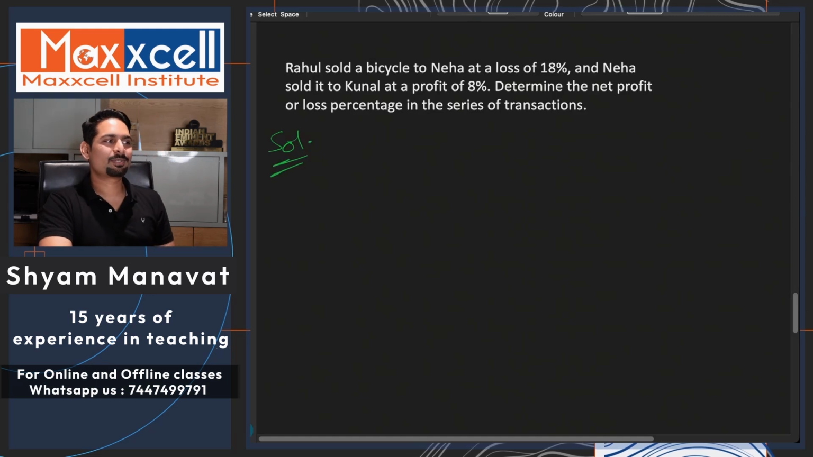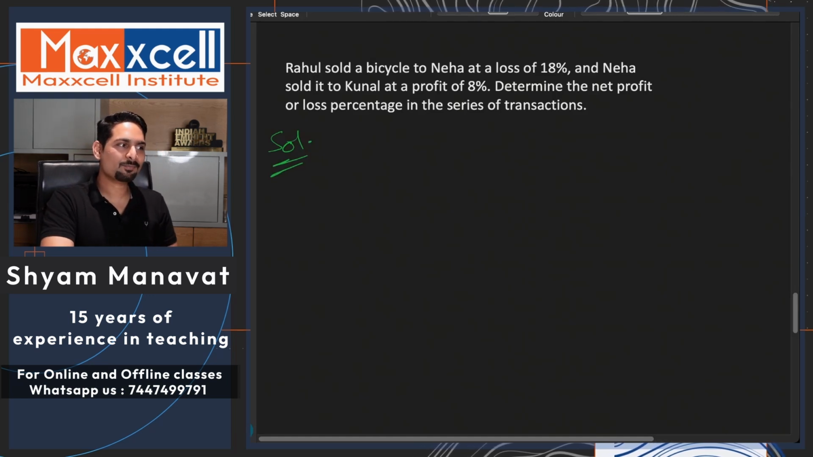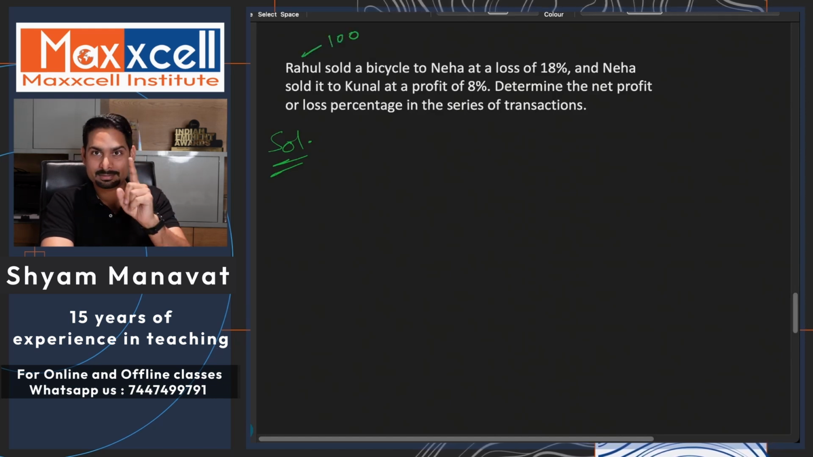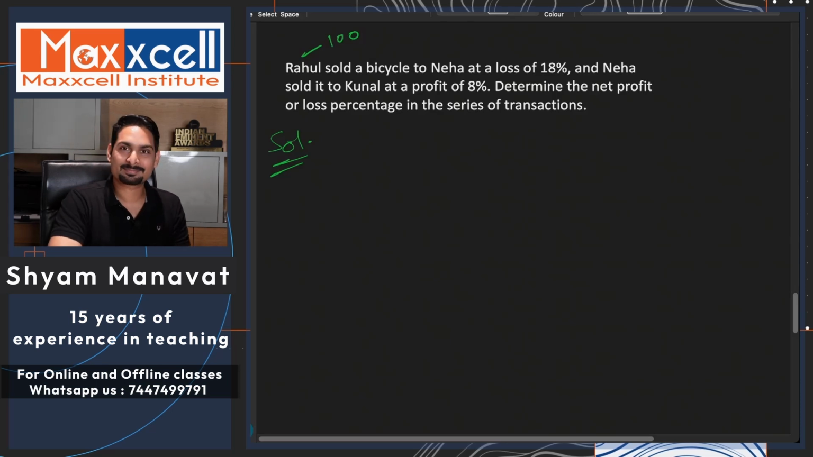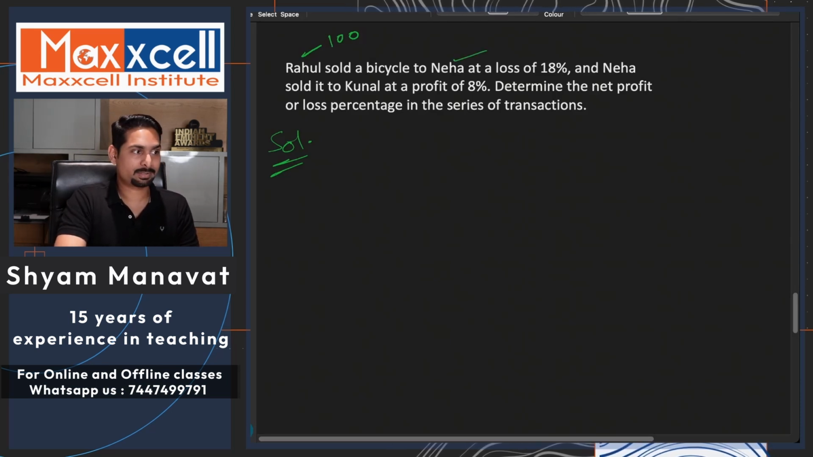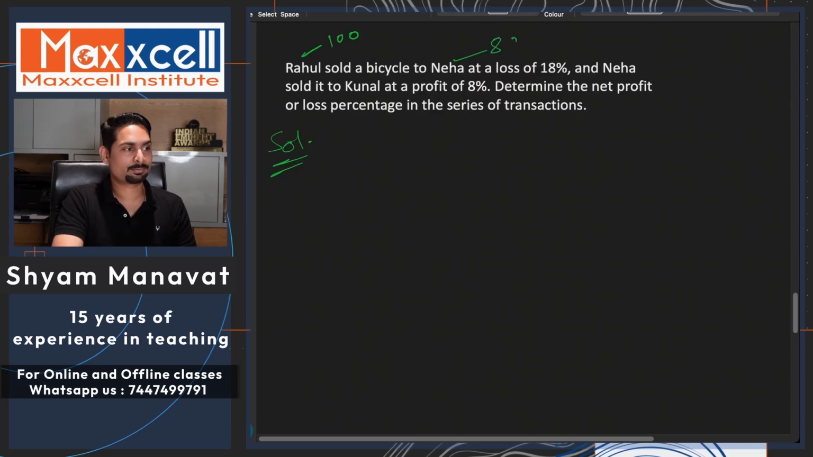Okay, Rahul sold the bicycle to Neha at a loss of 18%. Pause this video, solve this question, match the solution with the question. So Rahul bought it for 100. So for Neha, it should be 100 minus 18. So that should be 82, right?